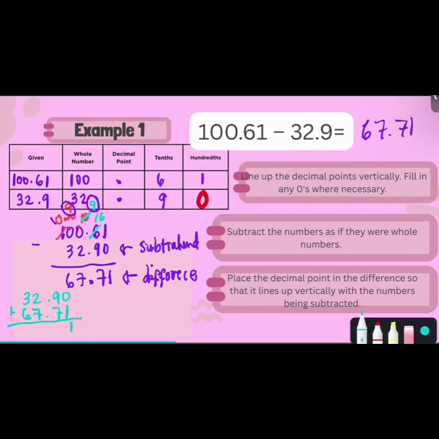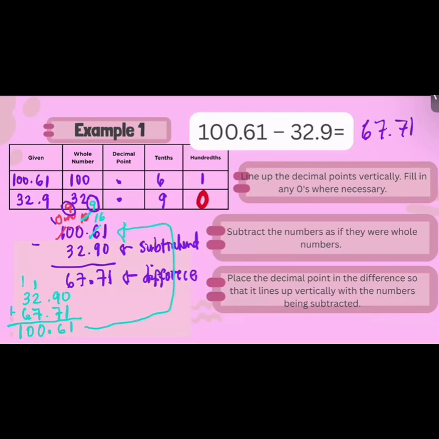9 plus 7, that is 16. So 6, carry 1. Then copy the decimal point, then let's add. 1 plus 3, 1 plus 2 is 3, plus 7, that is 10. So 0, carry 1. 1 plus 3 is 4, plus 6, that is 10. So we have 10 here. Now, since our answer is equal to our minuend, our difference, which is 67 and 71 hundredths, is correct. Okay, now let's proceed with our example number 2.